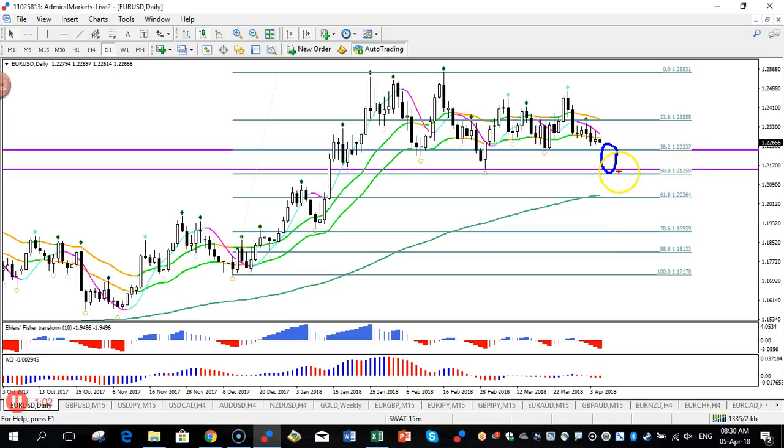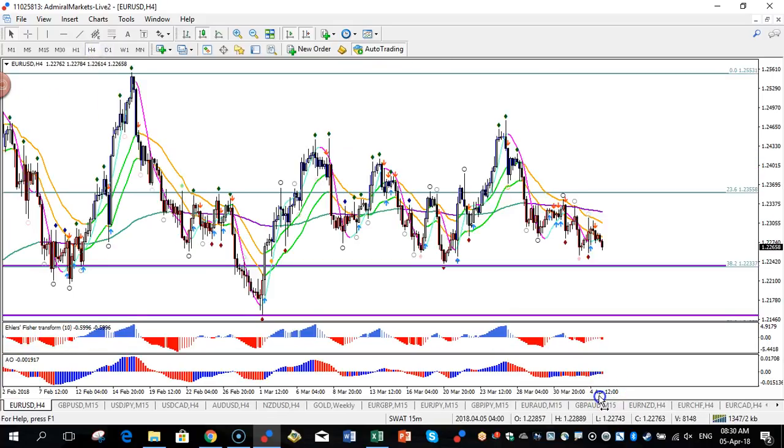Or if price does break through this thick support zone where the 38 and 50 fib is present, then there is more chance of a bearish reversal to the downside and a downtrend starting at that point. So I think there is some pressure here to fall, but there is a significant support zone very, very close to this current price.